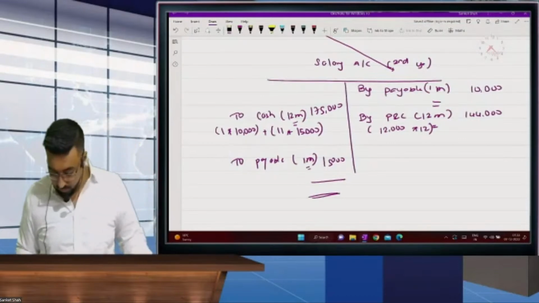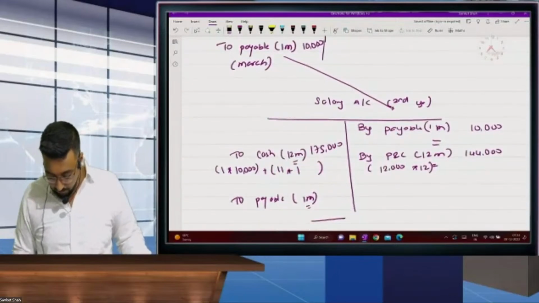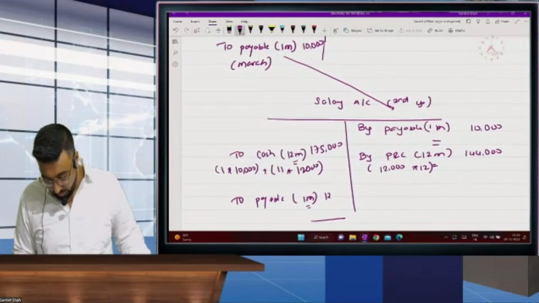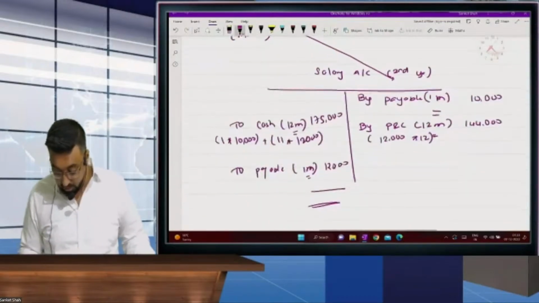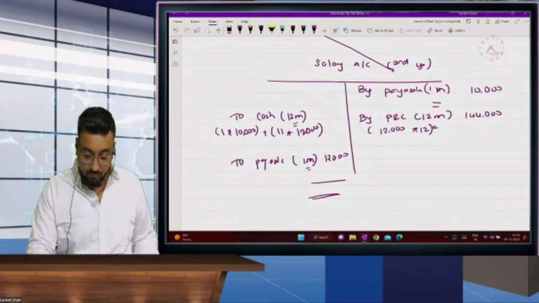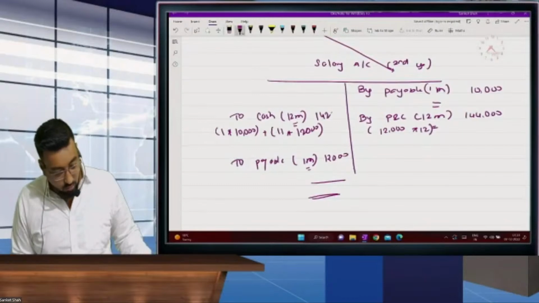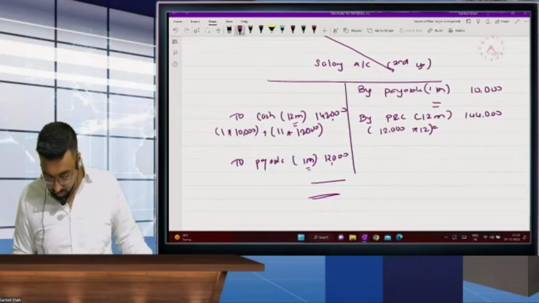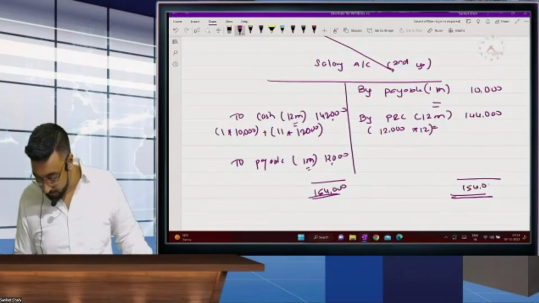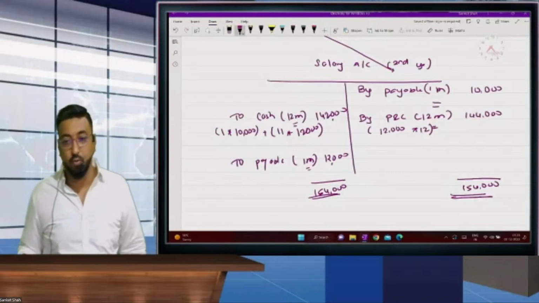Sorry. Why consider 15,000? It's 12,000. Sorry, it's 12,000. I thought salary is 15,000. Sorry. So yes, 11 into 12,000 plus 10,000. This is 142, and this is 12,000. So you are getting the answer 1,54,000. Salary account second year, you are getting 1,54,000.